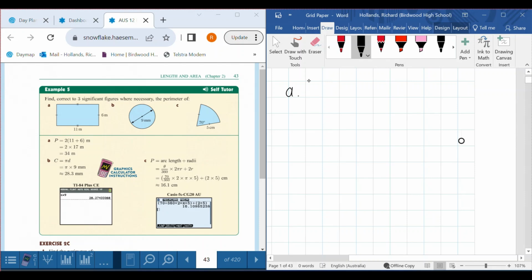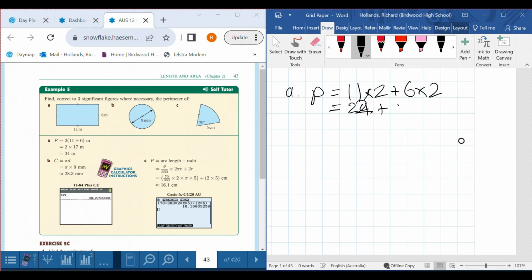All right, so example A, we've got P equals 11 times 2 plus 6 times 2. We write it out like that. Order of operations, BODMAS, makes us calculate the multiplications first. So we go 22 plus 12, getting a bit ahead of myself, and then that equals 34 meters. The key part is to always put the unit of measurement in there at the end. All right, next one, B.